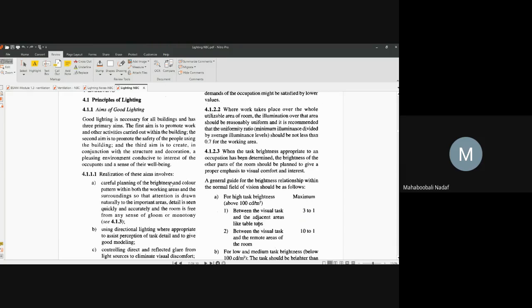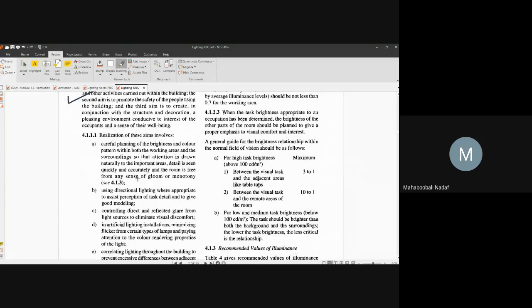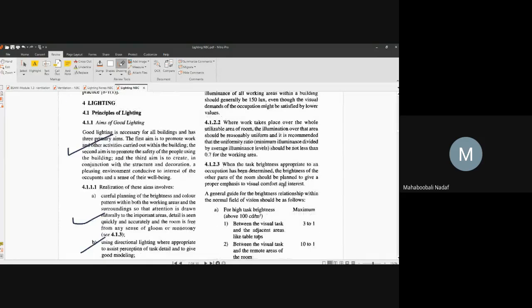Okay, now we'll go to the NBC code. Almost all things we have discussed only in a broader concept. First, go through the notes whenever you are preparing. Second, very important, you have to read NBC for all the components, for lighting and ventilation. At least one time go through the NBC codebook, where more details are provided. Understand the basic concept. Here, the aims of lighting and how we can realize those aims have been given.